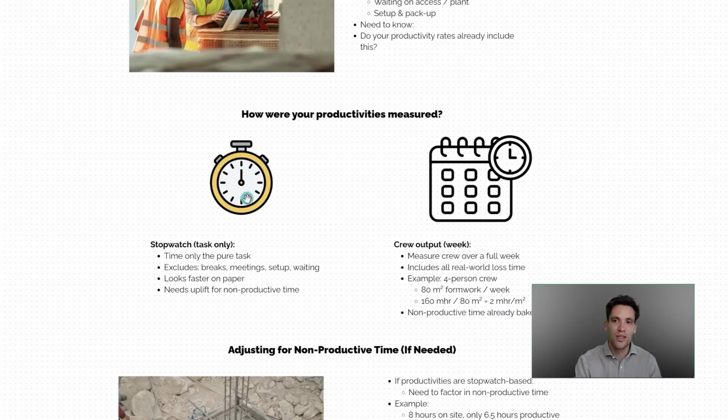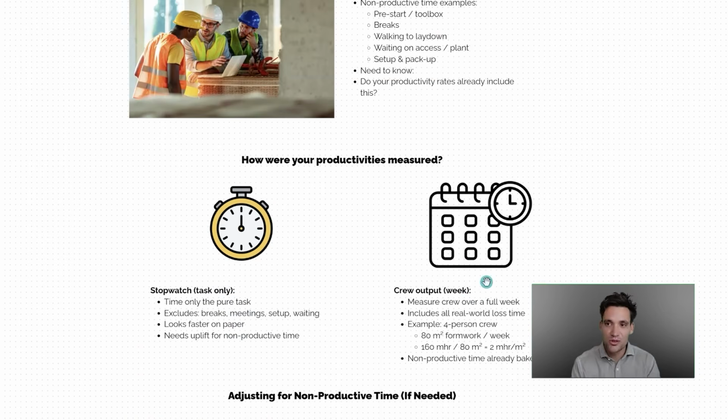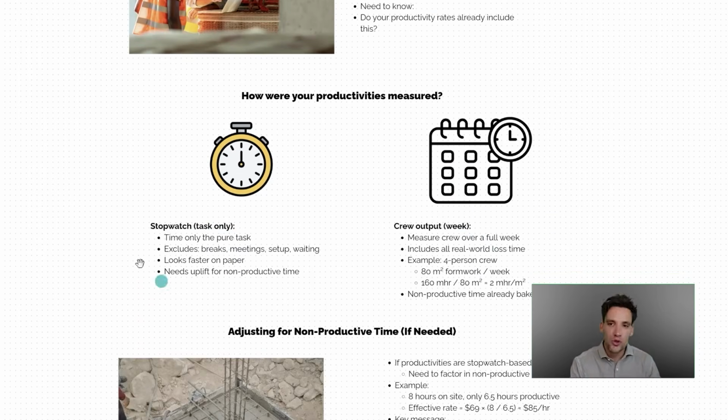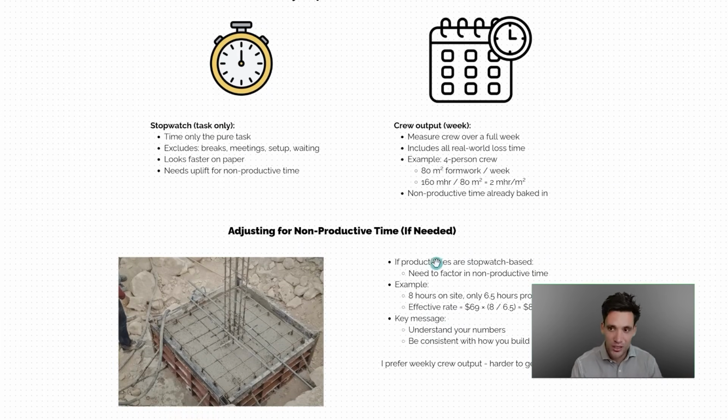I think the stopwatch method is too specific and increases the risk that you undercook your productivities because you have to factor in every single step of the process, and all that's going to happen is you're going to miss things. So I think this method makes a lot more sense to me, and you're taking the average of a group of people. But if you do use the stopwatch method for your task, you'll need to adjust for or include non-productive time on this.